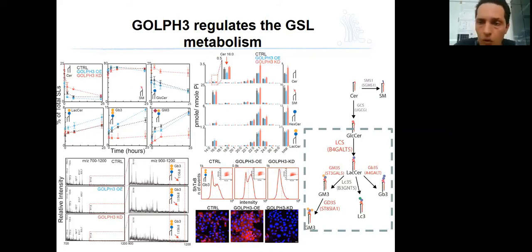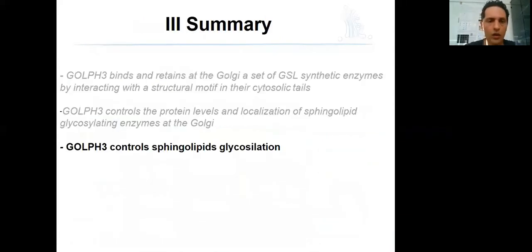The other way around, if you overexpress GOLPH3, the enzymes increase, mainly lactosylceramide synthase, and this gives rise to a consumption of ceramide with the consequent increase of GB3, which is the main glycosphingolipid present in these cells. So now we also know that GOLPH3 positively controls the levels of glycosphingolipids downstream of glucosylceramide.